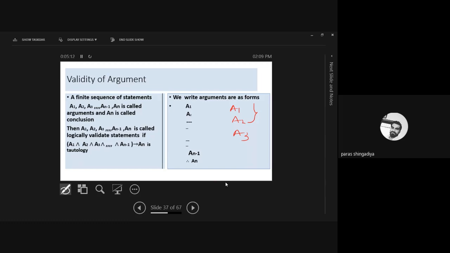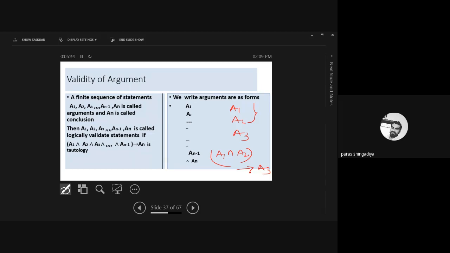Okay, last is A3, that is a conclusion. Three statements are given there. So what will be the formula for the three statements? It will be A1 and A2, consider up to the last second, A1 and A2 conditional to the last one, that is A3. If it is a tautology, then A1, A2, A3 are called a valid argument.